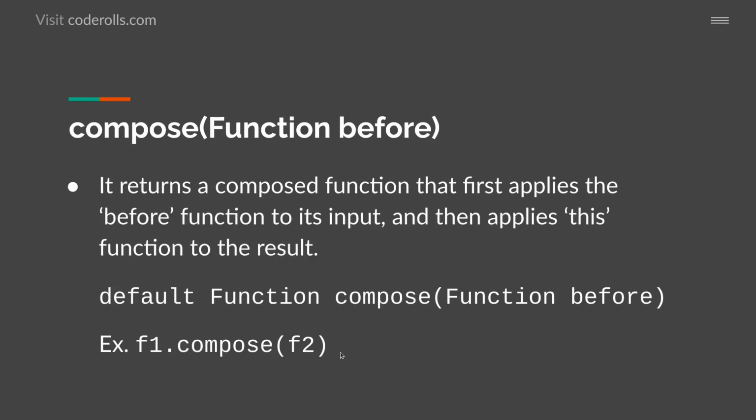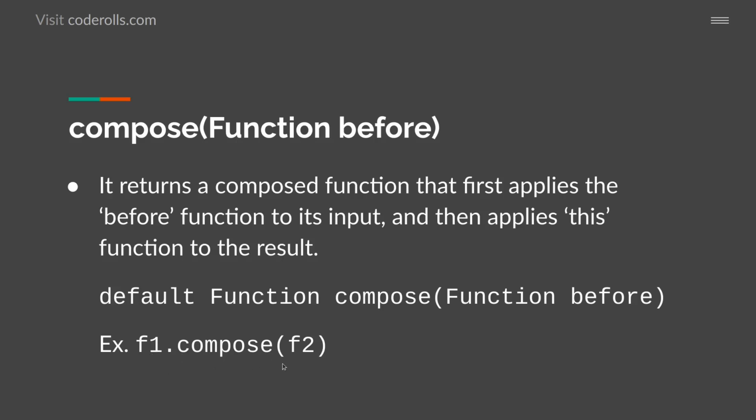The next method is the compose method. It returns a composed function that first applies the before function to its input and then applies this function to the result. You can see the definition below. It is simply returning one function and it accepts one parameter, before. Now in the example, I have given f1 compose f2. Now here f2 will be applied to the input first, and then whatever result comes, f1 will be applied to it.